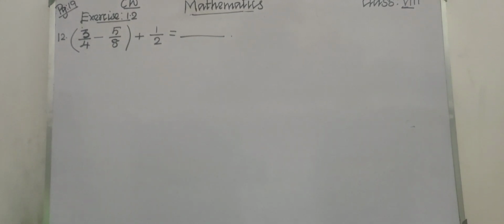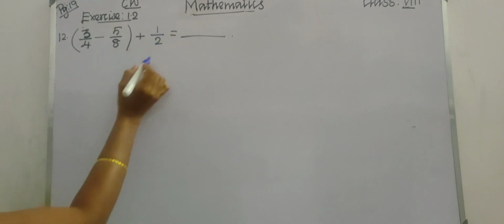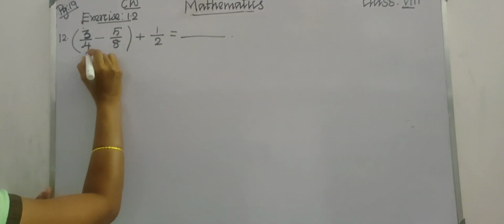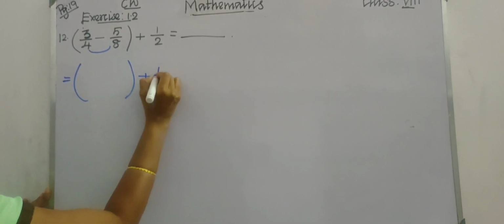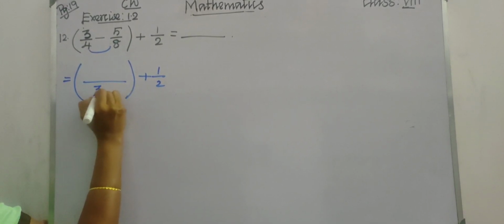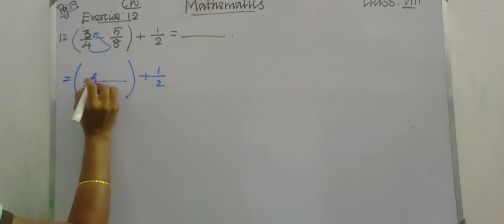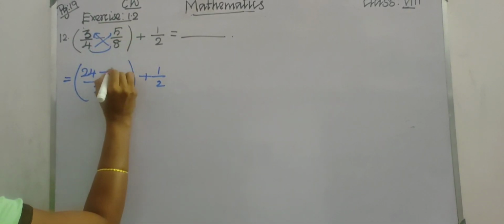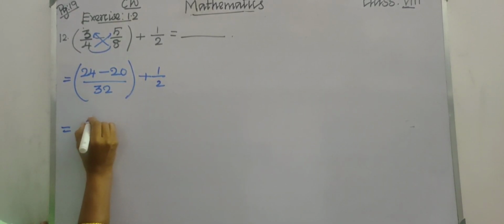Okay, let us do the 12th one, okay? So 3 upon 4 minus 5 upon 8, okay? Plus 1 upon 2. First of all, let us solve this bracket, okay? Let us cross multiply. So 4 8s are 32, okay? Now cross multiply. 3 8s are 24, okay? Minus 5 4s are 20, okay children? Now 24 minus 20, 4, okay?